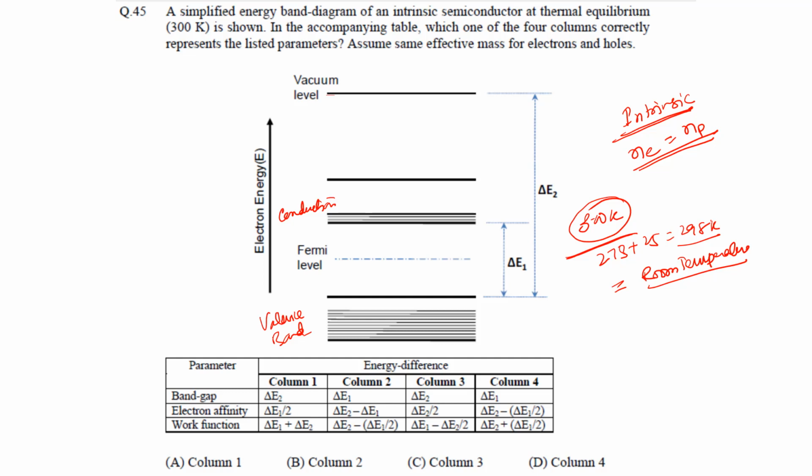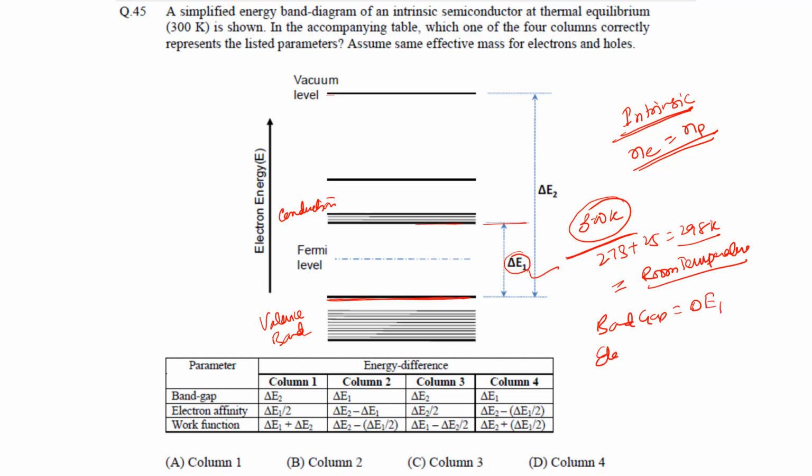So if you see the valence band over here and the conduction band, the starting of the conduction band is this one. So delta E1 is the band gap, right? So delta E1 will be the band gap. So band gap is equal to delta E1, right?